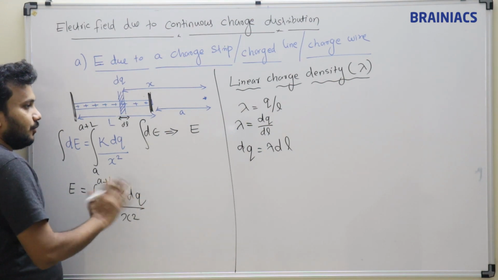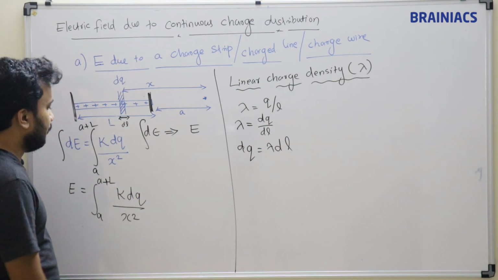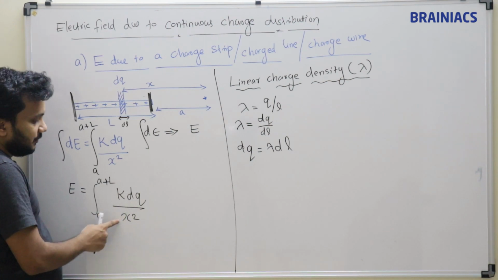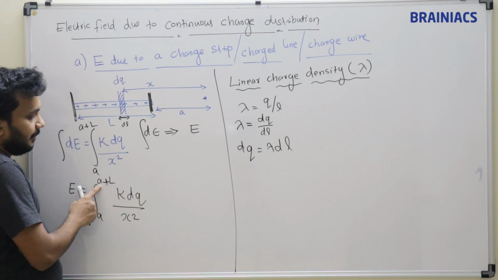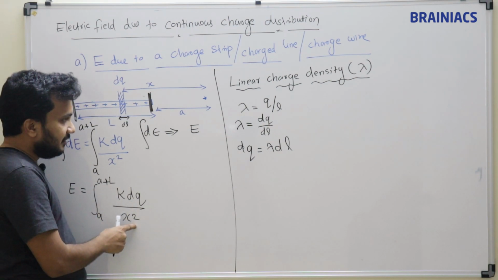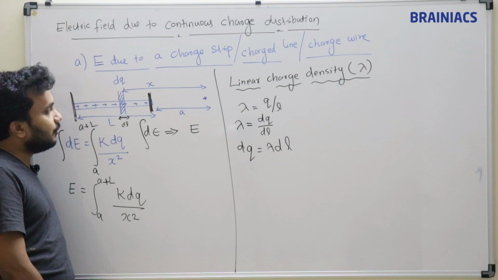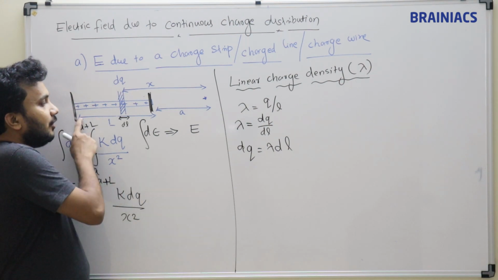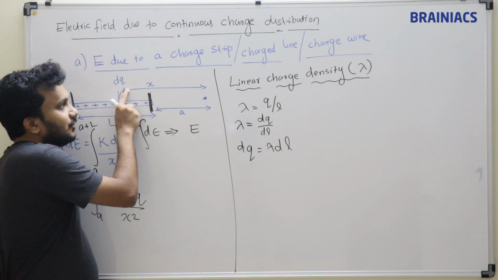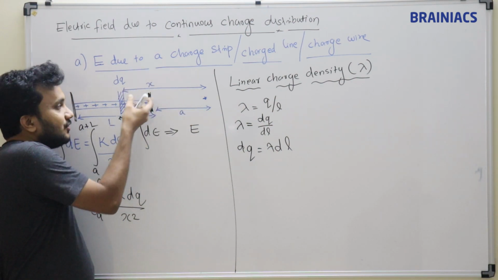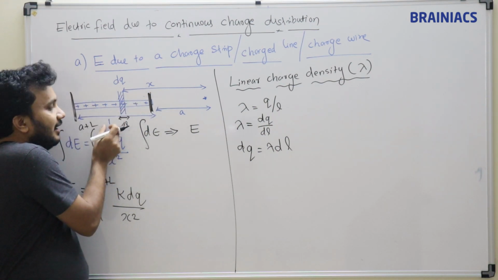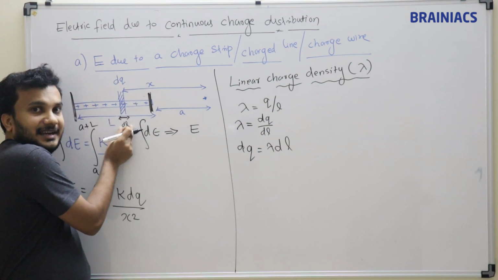This factor we are going to replace. dq will be equal to lambda times dl, and x is varying from a to a plus l, and we have k into dq divided by x square. This is what we are going to do. The total length here you can see is given as x, so x is varying. Normally if you have a full length L, then the shorter length we will say dl.